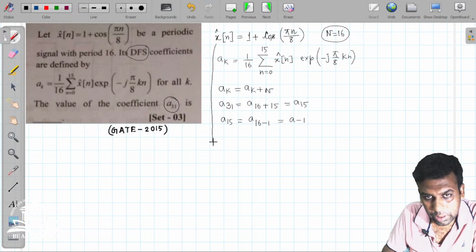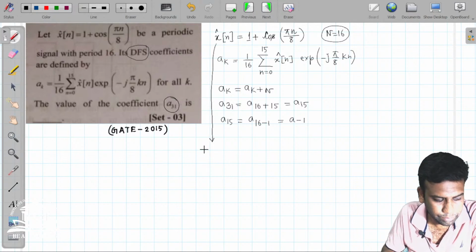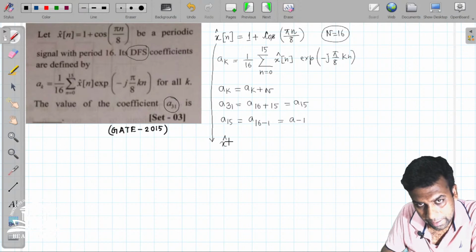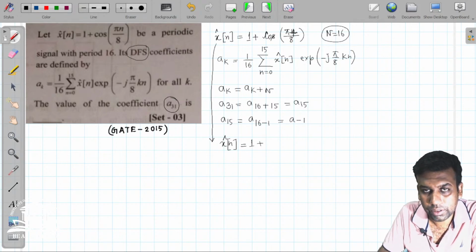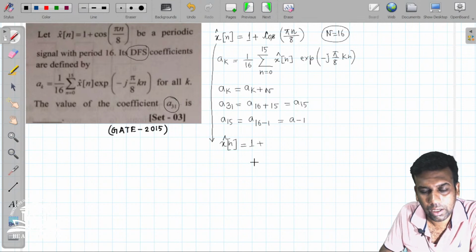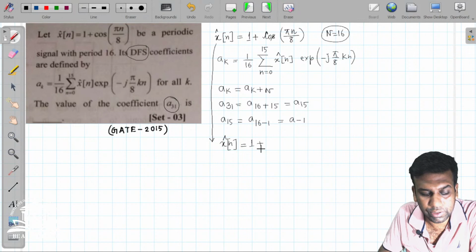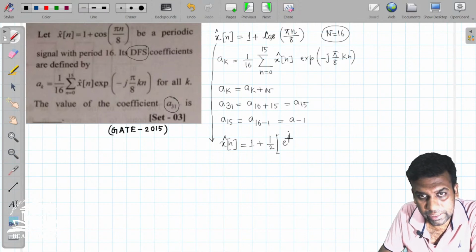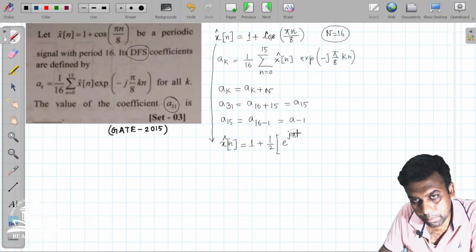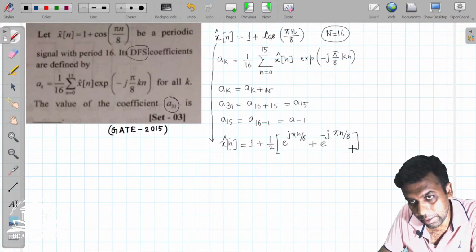Now if I write this equation in exponential format, x cap n is equal to 1 plus cos theta. Cos theta can be written in exponential form using Euler's theorem. So it will be half into e to the power j theta, where theta is pi n by 8, so pi n divided by 8, plus e to the power minus j theta, that is pi n by 8.